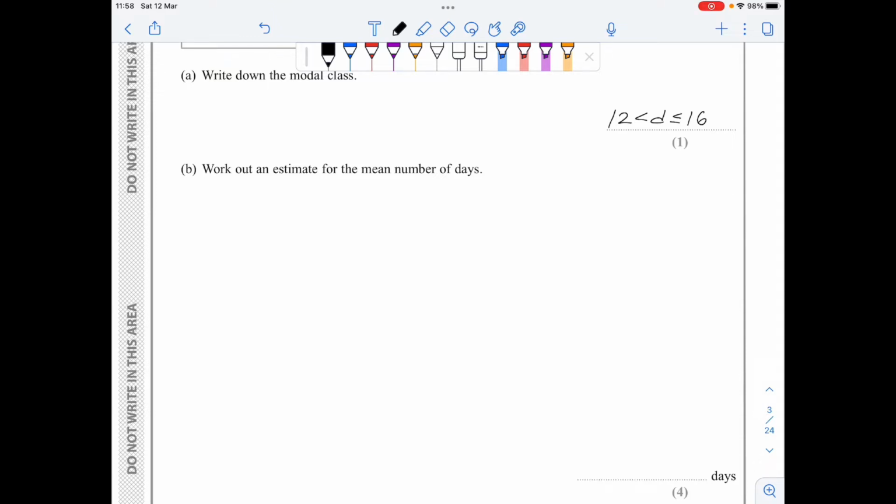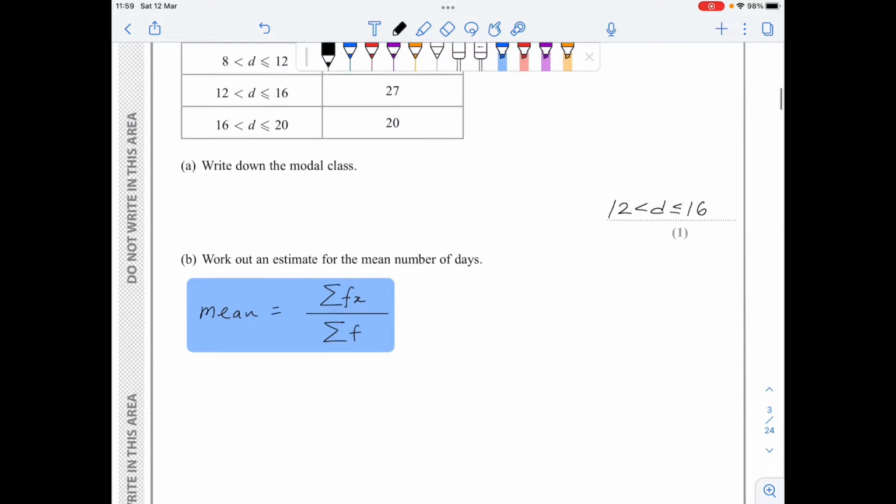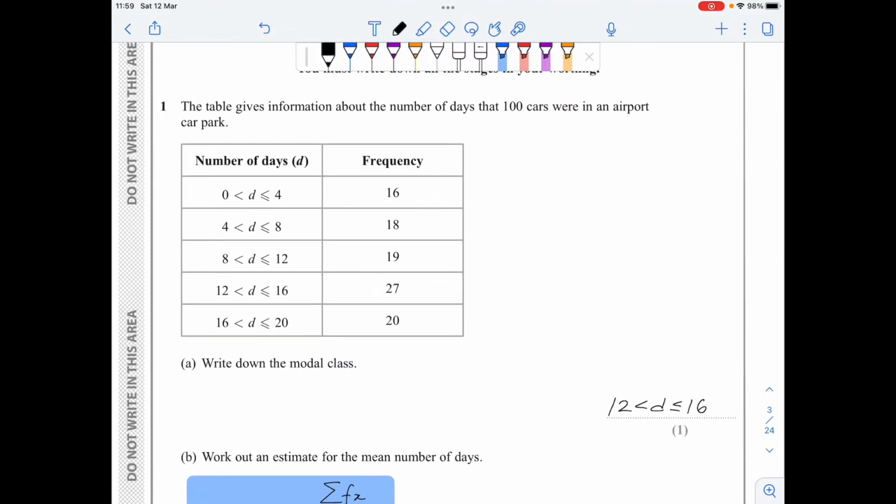Now the formula for the mean is the following. The denominator of this formula is the sum of all the frequencies, in our case 100, and the numerator, sigma fx, is the sum of all the multiplications of number of days times frequency.